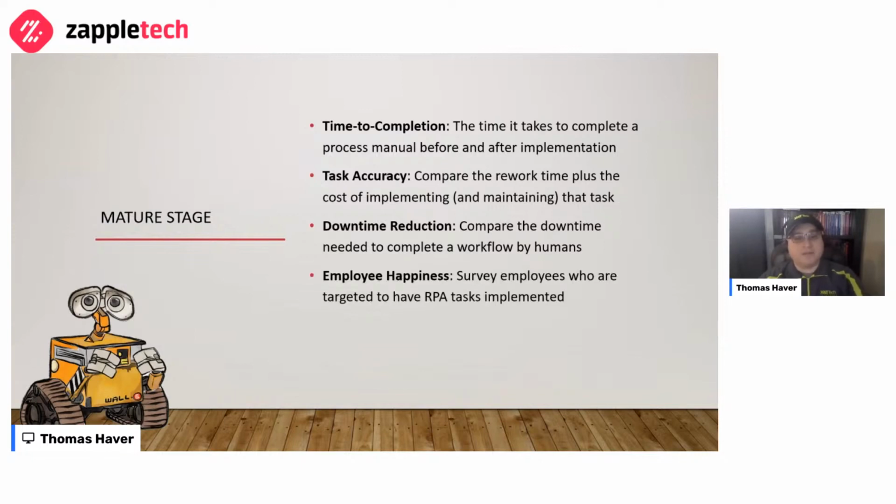Your employee happiness. This is one that I haven't mentioned up to this point in time, but it is actually quite critical. So you're going to survey those employees who are targeted to have RPA tasks implemented. Why is this a metric you should care about? Well, what I found from my own history is that anytime you go into a new team, you're going to say, we're going to implement some automation to do some of the tasks that you're doing today. That person's mind immediately goes to, I'm going to be replaced with a robot. And they will come back with either fear or some form of resentment because they think that they're going to be replaced. And it's not about replacing people.